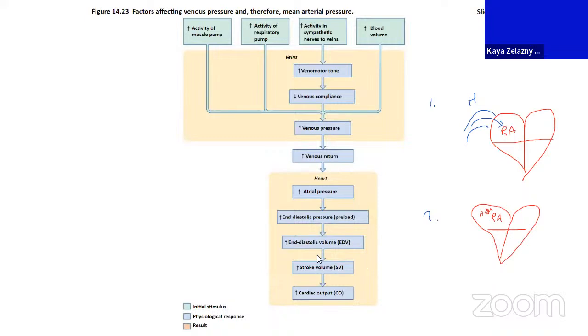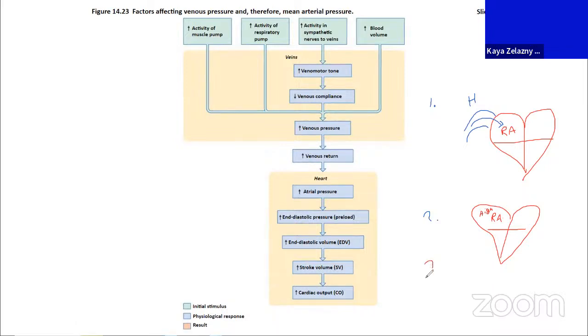Okay. An increase in stroke volume is going to create an increase in cardiac output, right? Because cardiac output is our stroke volume, so the amount of blood per heartbeat, times our heart rate, so the number of heartbeats per minute. Okay, so if we increase stroke volume, we increase cardiac output.